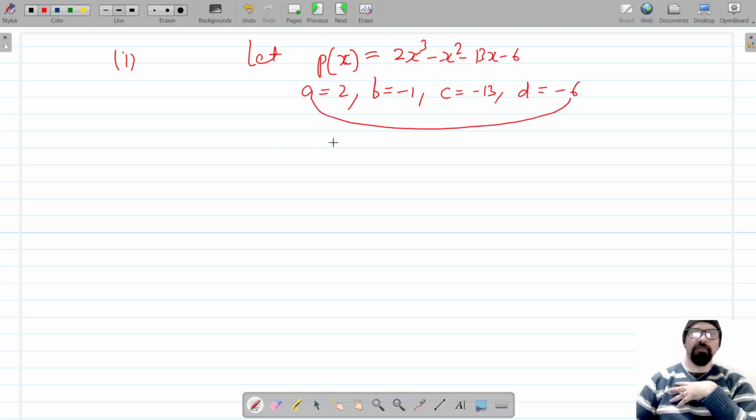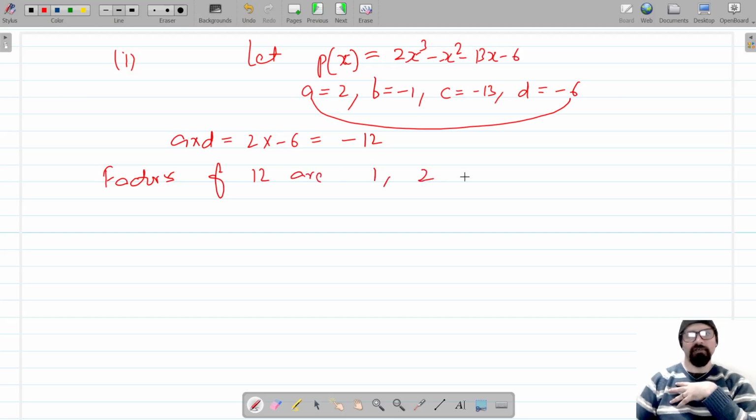So we are going to multiply a with d and write down all the factors for that number. 2 into negative 6 is negative 12. Let's write down the factors of 12. So the factors of 12 are 1, 2, 3, 4, 6, and 12. And let's assign them positive and negative signs.